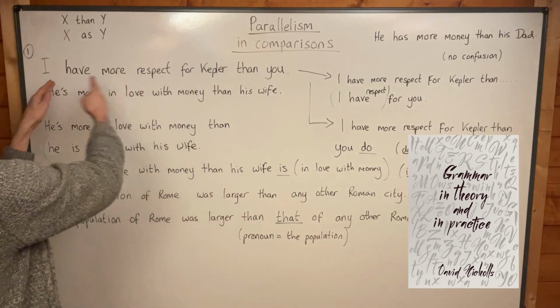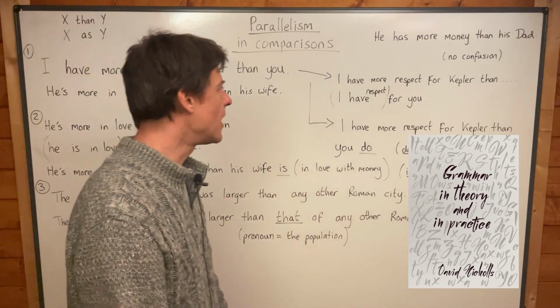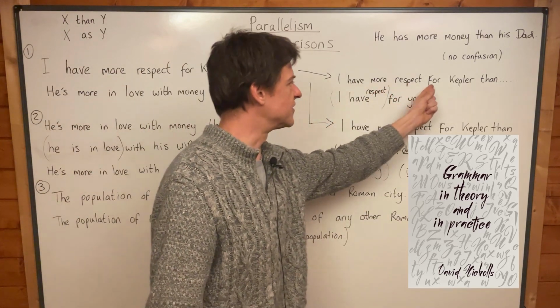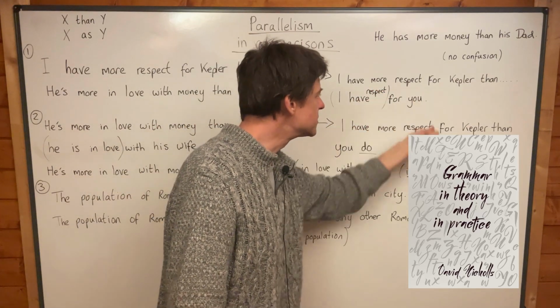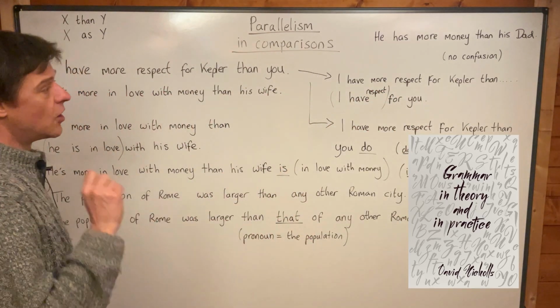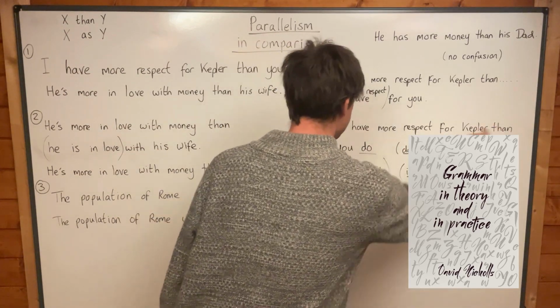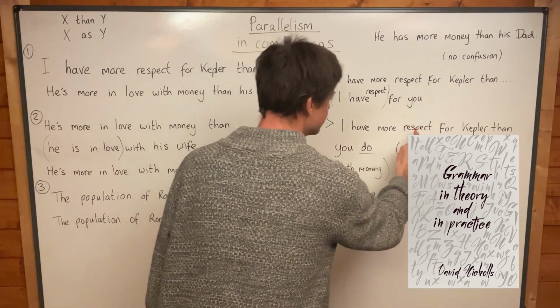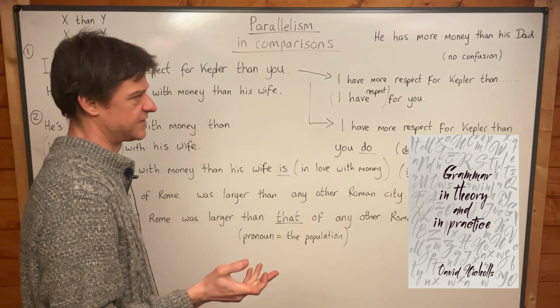Okay, so how can this sentence be understood? I have more respect for Kepler than you. Well, we might mean I have more respect for Kepler than I have respect for you. It might mean that. Or it might mean I have more respect for Kepler than you have respect for Kepler.